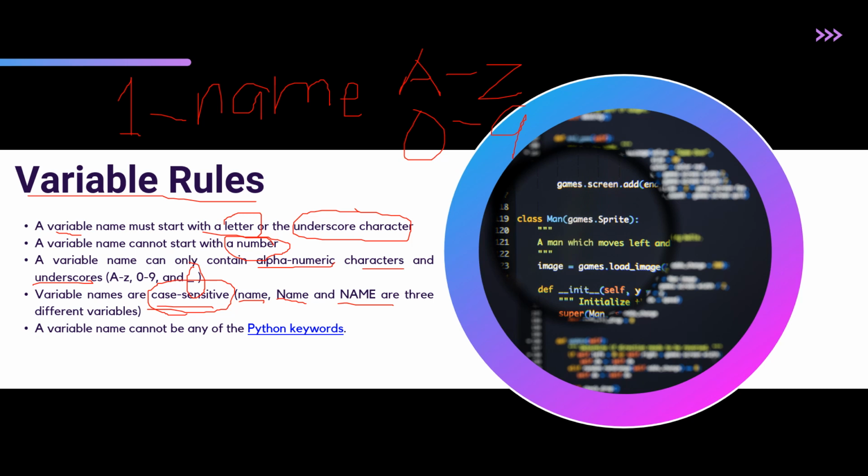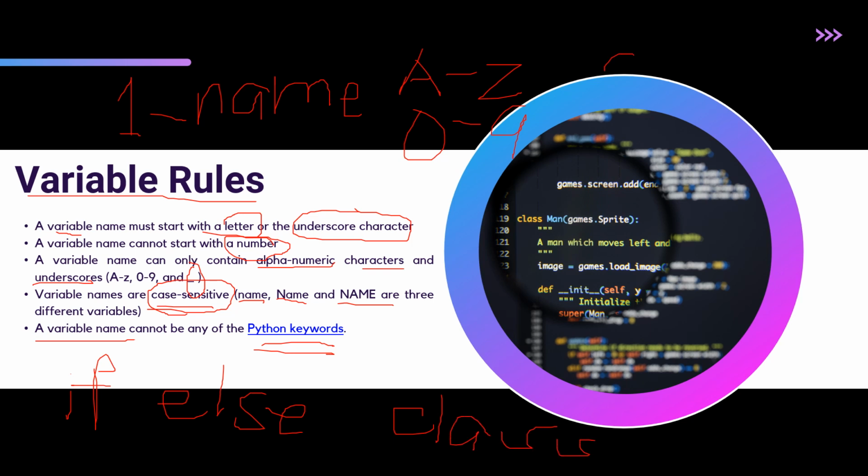Now, the last rule is that the variable name cannot be any of the Python keywords. A Python keyword is the if, the else, those kinds of functions that are built in Python. For example, the class, the definition, and all those kinds. It cannot be a variable name because it will be an error.